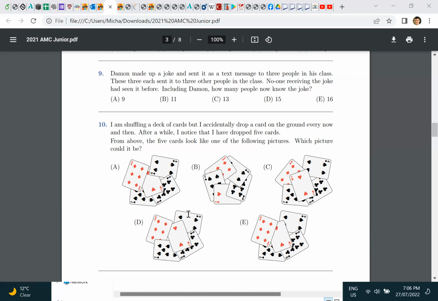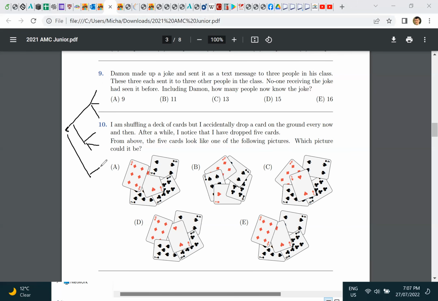So, Damon hasn't seen the joke before, so that's 1. And then he sent it to 3 other people, so that's 4. And then each of them sent it to 3 other people, so that's 4 times 3, which is 12 plus 4 is 16.